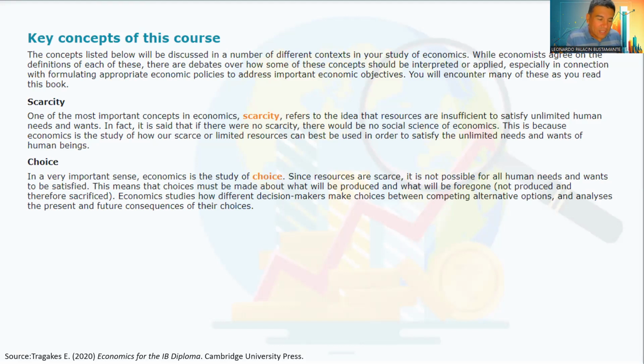Now, scarcity leads people to make choices. So in some way, economics is a study of choice. Why am I saying that? Because resources are scarce. It's not possible for humans to satisfy all their needs and wants. It's impossible. Therefore, you need to make a decision. So economics studies how people make decisions, make choices, and they need to have options, alternative options. So economics analyzes the present and future consequences of such choices.